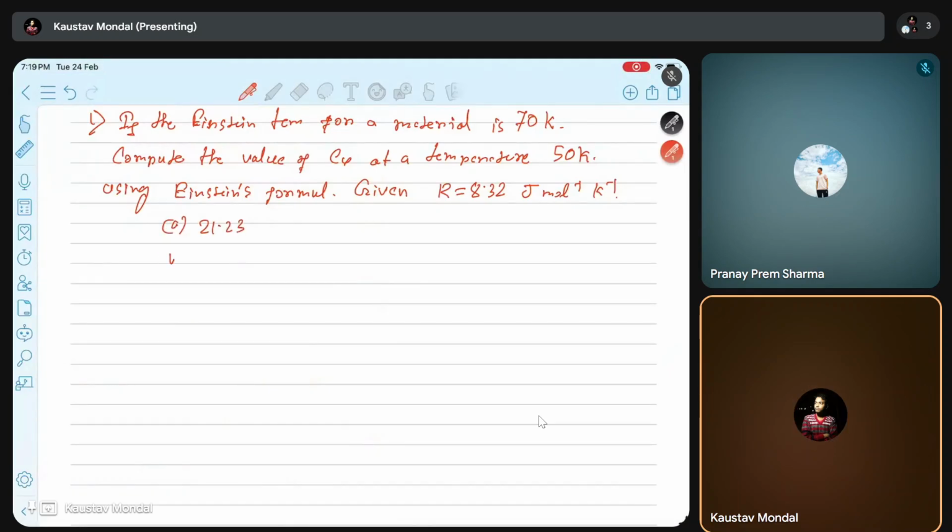21.23, option B 20.76, option C 19.11, option D 25.45. The units are joule per mole per Kelvin.